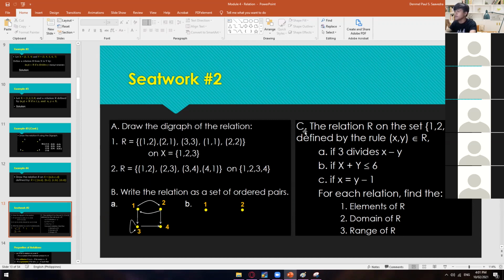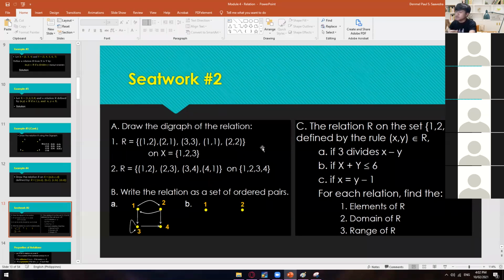And then for letter C, we have here the relation R on the set {1, 2, 3, 4, 5} defined by the rule (x, y) is an element of R, wherein we have a first condition, second condition, and third condition. Each one of those needs to be answered. Basically, you're just going to list all of the ordered pairs. After getting all of them, you need to answer 1, 2, and 3 for each letter. Number 1 is the elements of R, 2 is the domain of R, and 3 is the range of R. So just beware of this, you need to answer it in each of those letters.